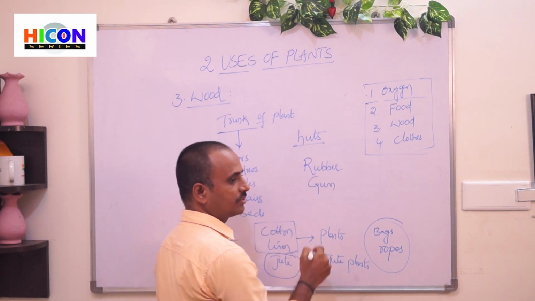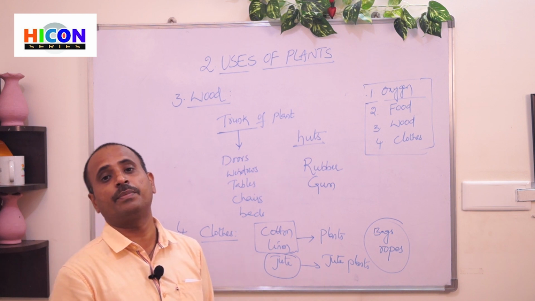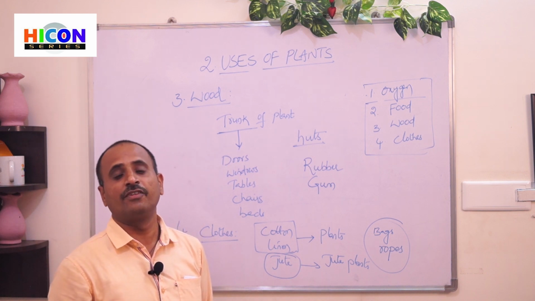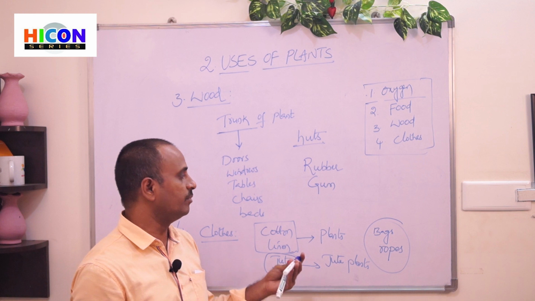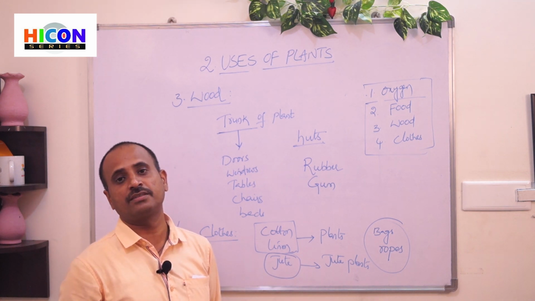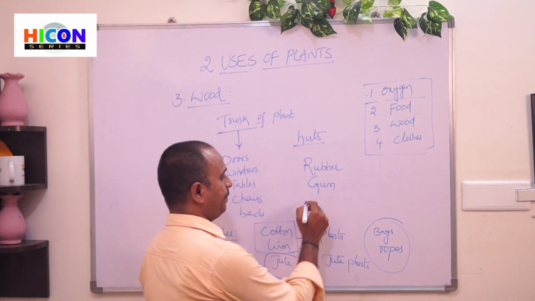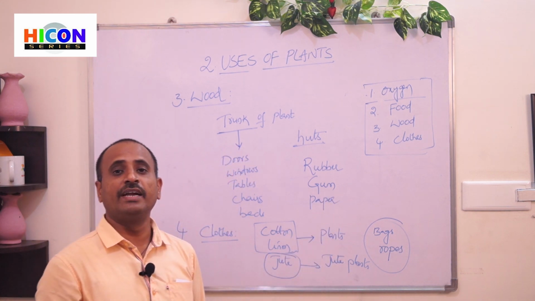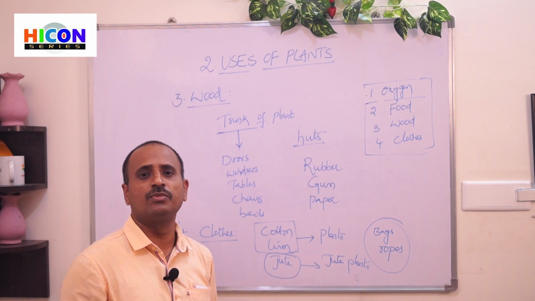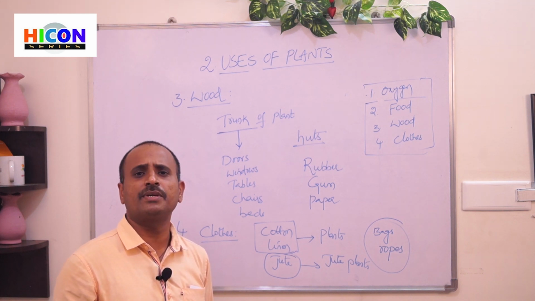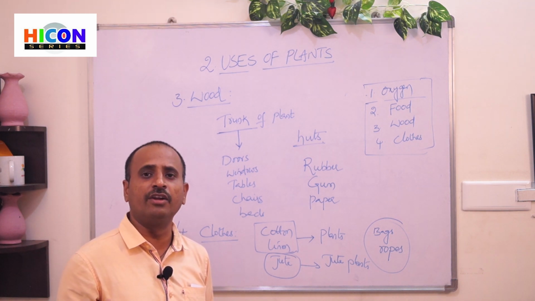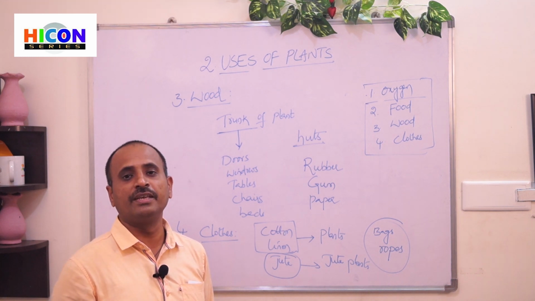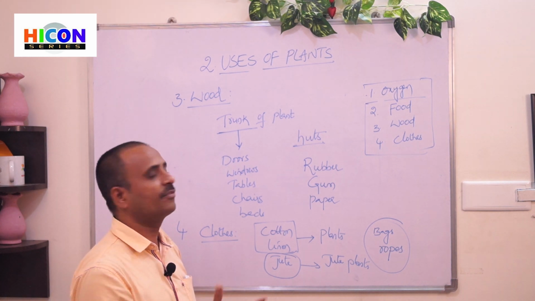And gum. We use gum for different purposes in making crafts and for joining papers. This gum is also obtained from the plants. And also paper. Every day we write different things in our notebooks. Every book contains paper. All this paper is obtained from wood pulp. That means the wood pulp comes from the plants.